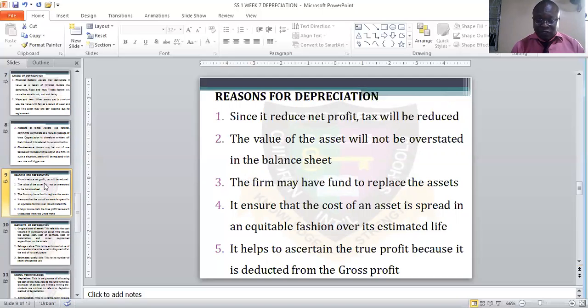So then it also ensures that the cost of an asset is spread in an equitable fashion over its estimated life. So the cost of the asset will be spread when we get to the normal accounting procedure. It is spread over the estimated useful life. Then it helps to ascertain the true profit, because depreciation will be deducted from the gross profit, and this makes us know the true profit of the business organization.